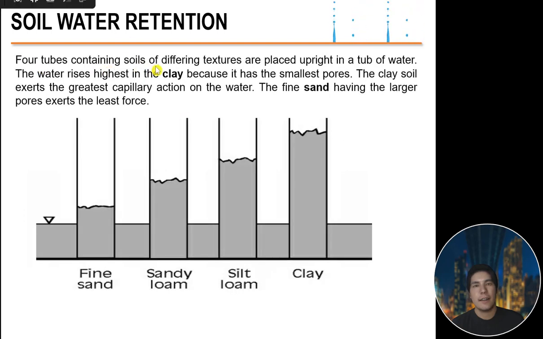So four tubes containing soil of different texture are placed upright in a tub of water. So the water rises highest in clay, such as shown here, because it has the smallest pores. So the clay soil exerts the greatest capillary action on water, while the fine sand having the larger pores exerts the less capillary force. Okay, such as shown here.